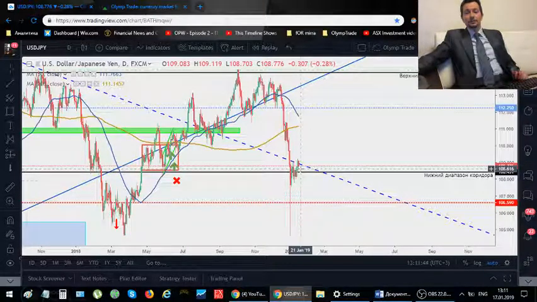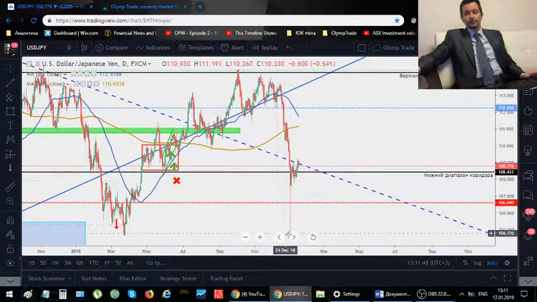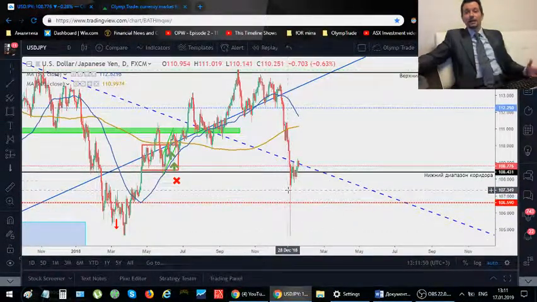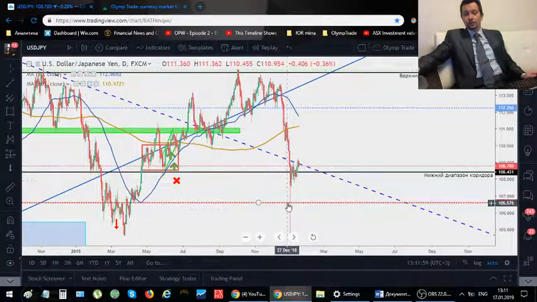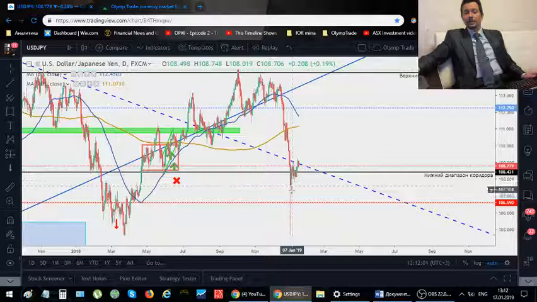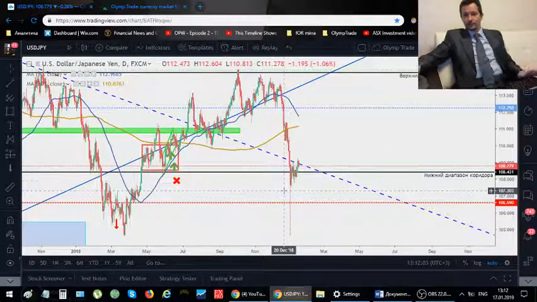I think it's a good time to wait right now because there's no clear picture. This bar right here, which was the flash crash of the yen, doesn't give us any information, so I would not be looking for trades in this zone. I would like to see what goes on with the economy.